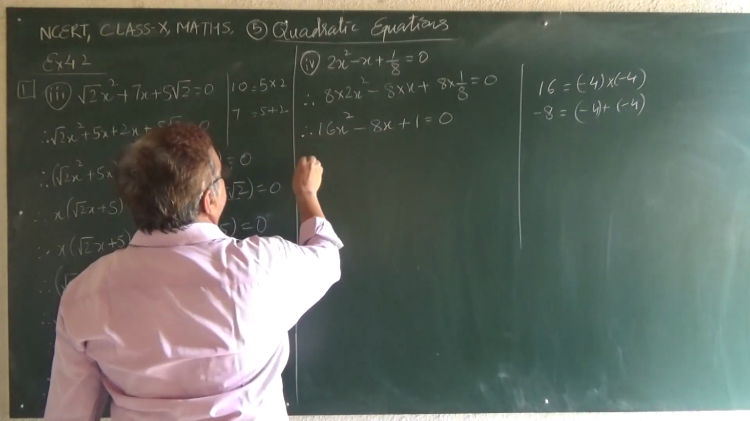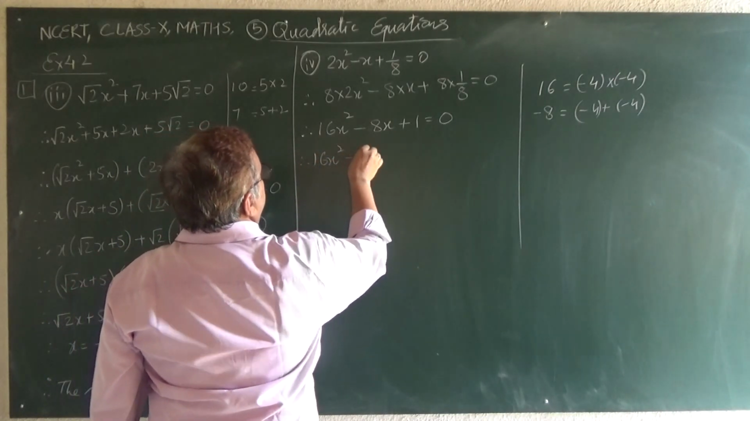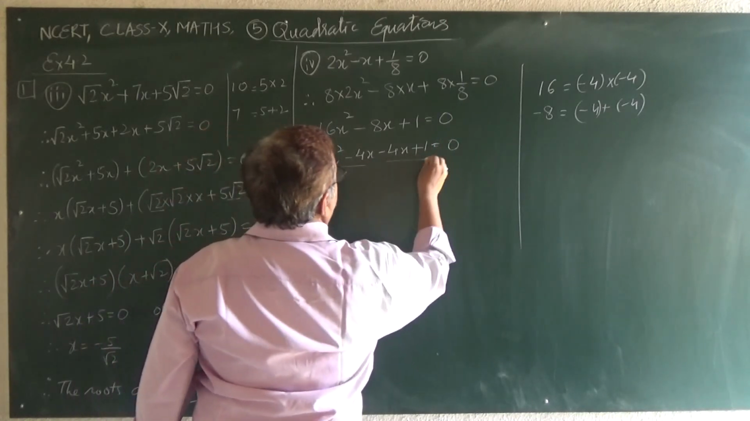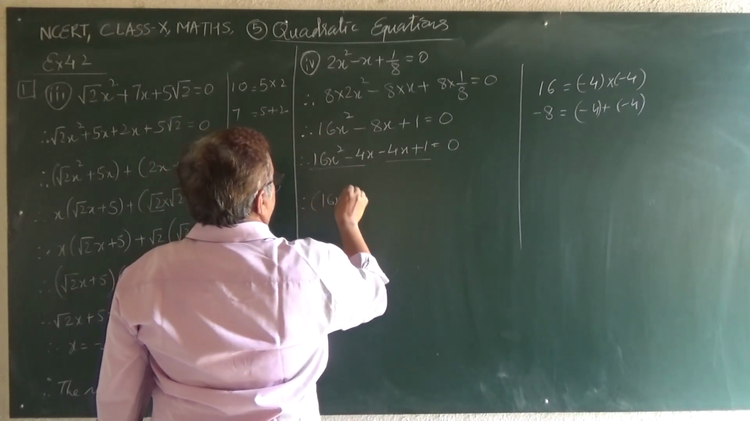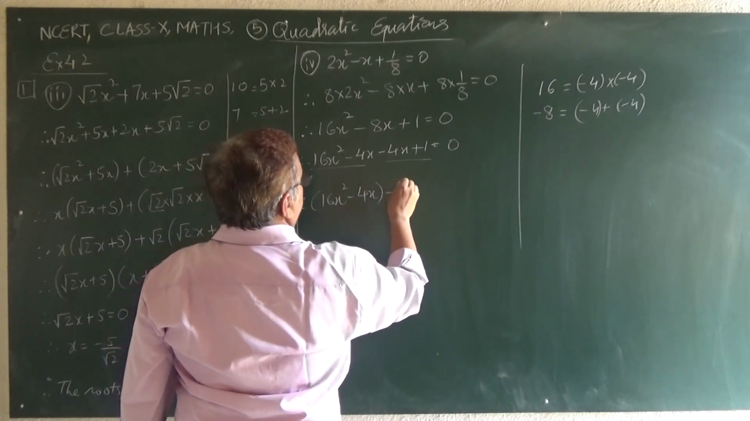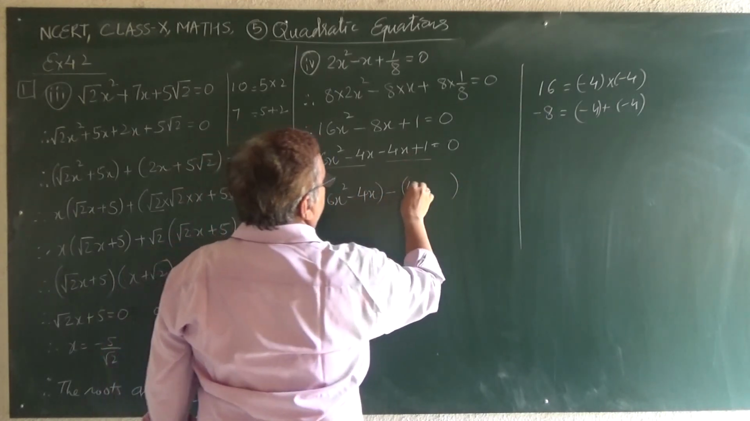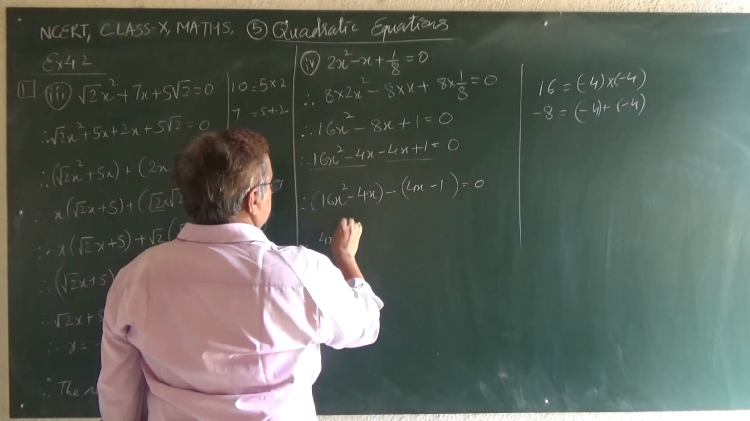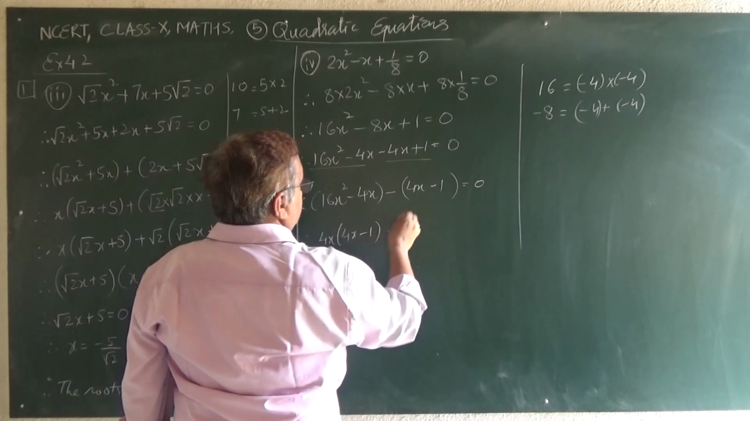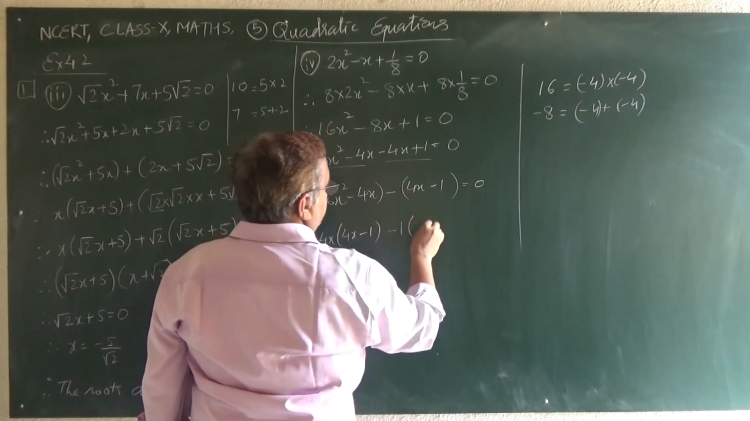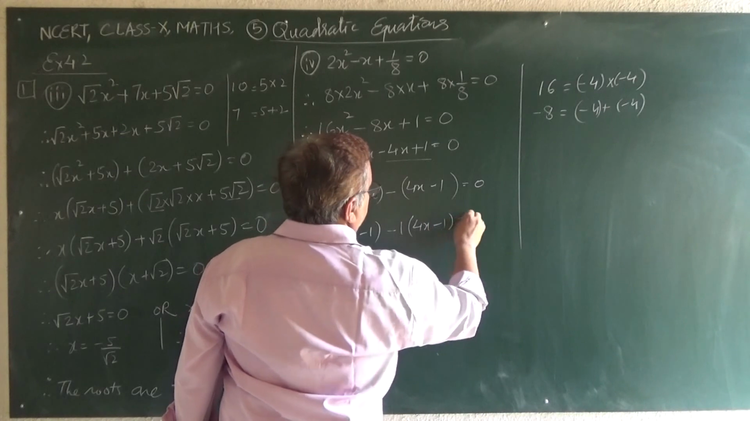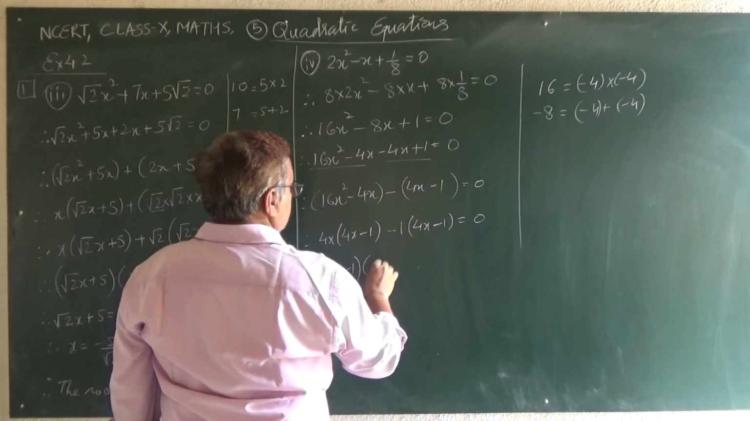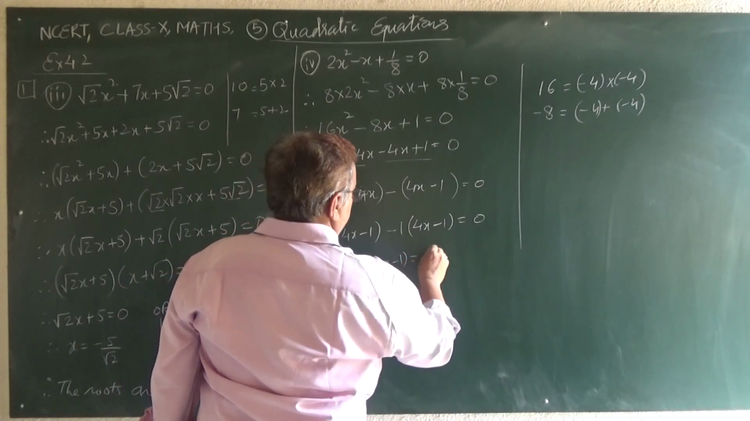So 16x square minus 4x plus 1. दो की जोड़ी 16x square minus 4x minus, यहाँ ब्रैकेट होगी, this plus will become minus. So what is common? 4x. So 4x minus 1. Already 4x minus 1 है, तो क्या लिखेंगे common? 1. So 4x minus 1 into 4x minus 1 is equal to 0.